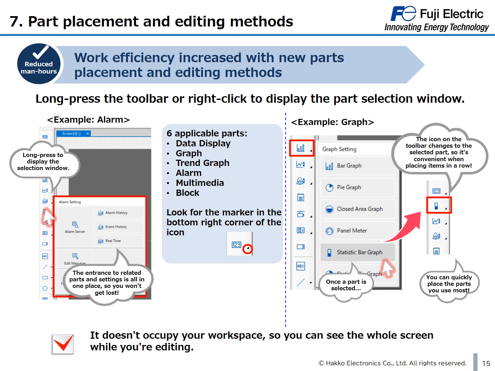Once a part is placed, the icon on the toolbar changes to the selected part. It's convenient when placing the same items in a row. The advantage of the long press selection window is that it appears only when you press and hold down the icon, allowing you to work while checking the entire screen without occupying your workspace.